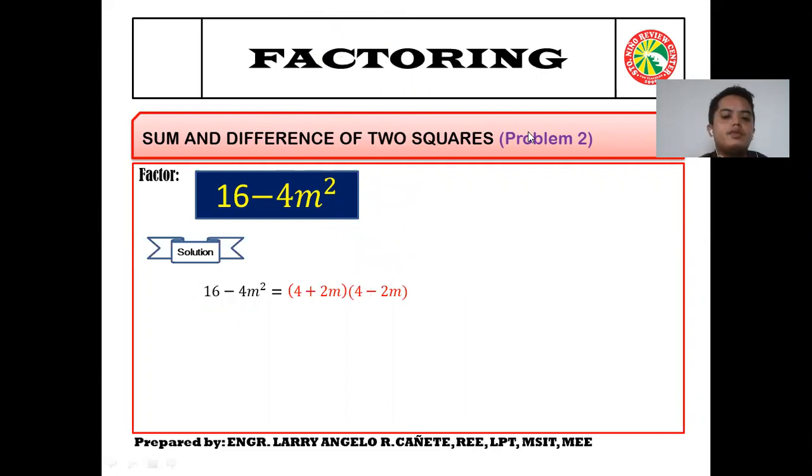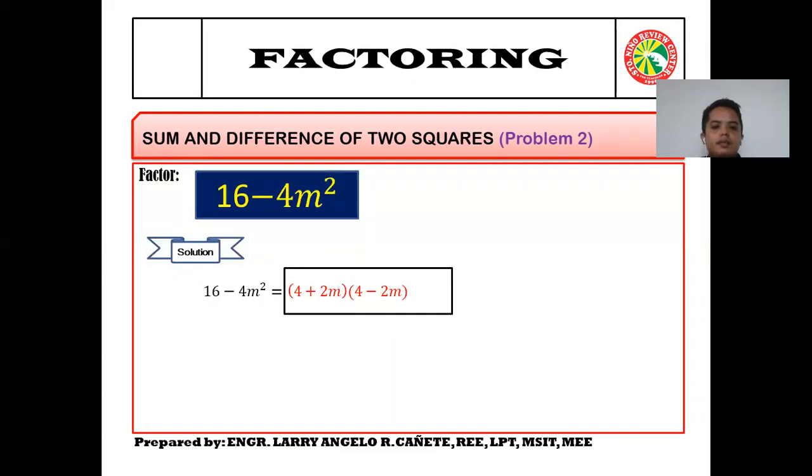Therefore, the answer is 4 plus 2m and 4 minus 2m, because the square root of 16 is 4, and the square root of 4m squared is 2m. So this is your final answer. Observe that sometimes, if an expression such as 2m can be square rooted, you factor it again until you arrive at the final answer. So that is the final answer for example 2.